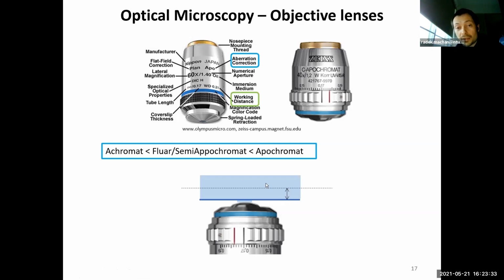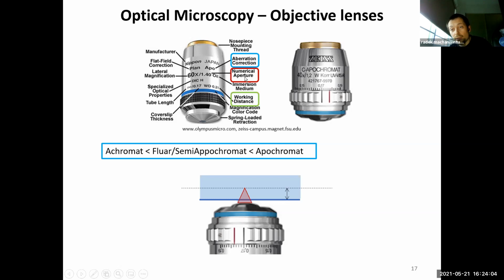You can see that some objectives, like those high magnification objectives, typically have very short working distances. So you can't use them, for example, with a plastic dish, because typically the plastic bottom of the dish is thicker than the working distance of such an objective. So you won't be able to reach the sample.